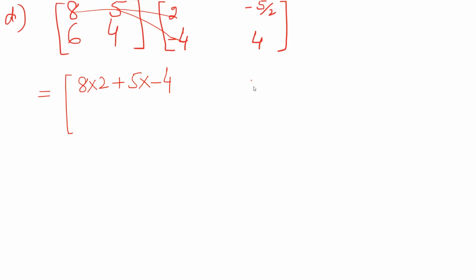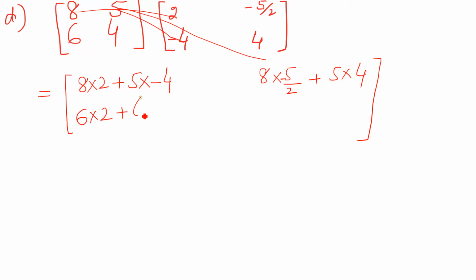row, 8, I will write down here, negative 8 multiplied by 5 over 2, or it will be much better that I write down the negative sign here. This one is negative 5 over 2, plus 5 multiplied by 4, where this 5 you have to multiply with 4 and 8 with this. Now same, second row with the first column, 6 multiplied by 2 plus 6 multiplied by negative 4. Here 6 multiplied by negative 5 over 2 and plus 6 multiplied by 4.